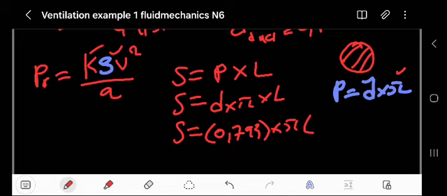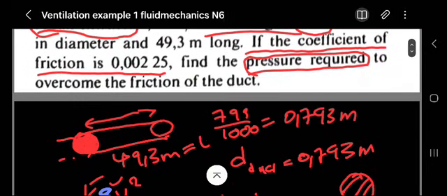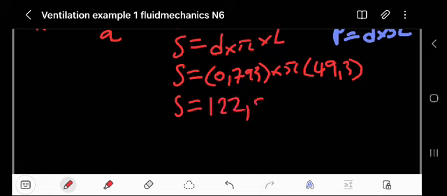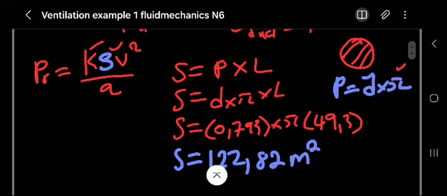Are we given the length? Yes. Here is the length, 49.3, multiply by this 49.3. Then when you punch your calculator, it will be 122.882, right? Obviously S is measured in meters squared. This is what we have there. Hopefully you see, we have that S, we are done.